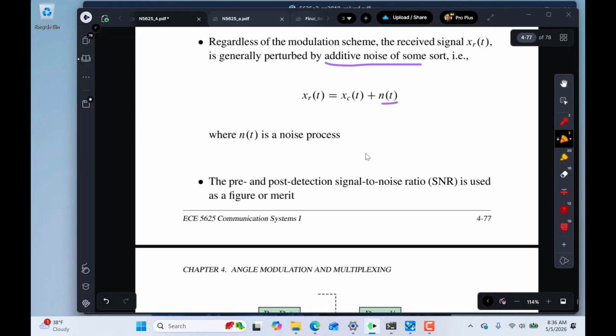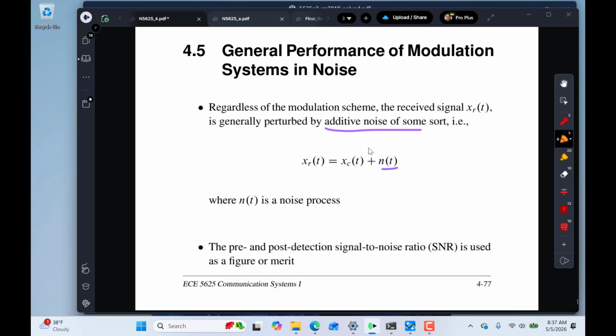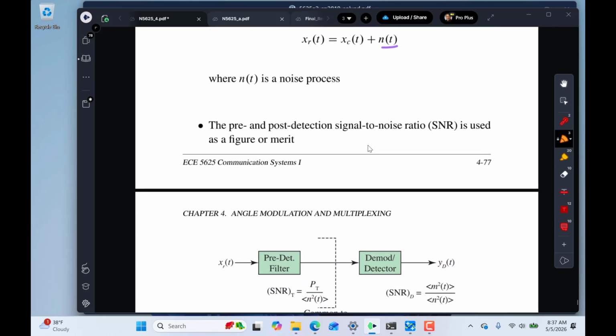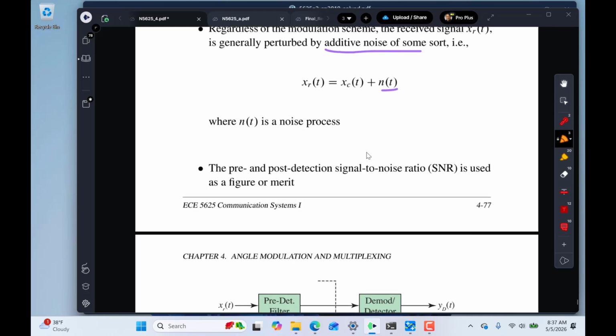The very last thing that I put into Chapter 4 notes is this general performance of modulation systems and noise. And this gets really deep if you get up into the chapters that we didn't cover in Comm Systems 1, but just at a high level, back of the envelope type calculation, Dr. Ziemer provides a really nice analysis.